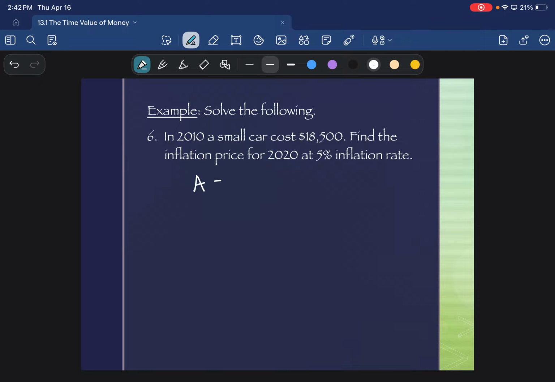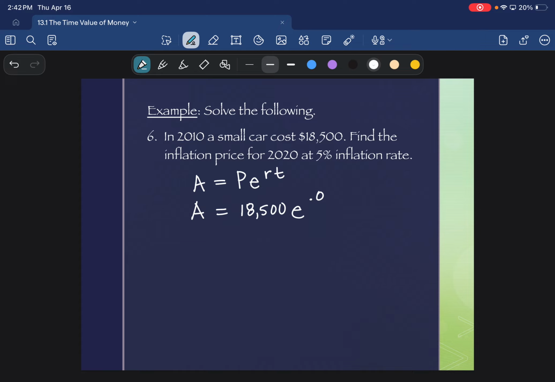So we have our continuously compounded interest formula, A equals P e to the RT. What we're looking for is the amount in the future. A is always in the future, okay? And P is in the present or past, depending on our perspective. The original. So the original car we're looking at was the $18,500. E is the E in the calculator, right? The 2.718-ish. What is R in this problem?